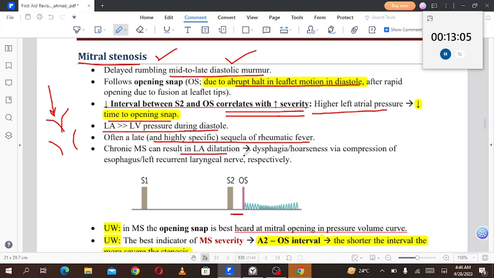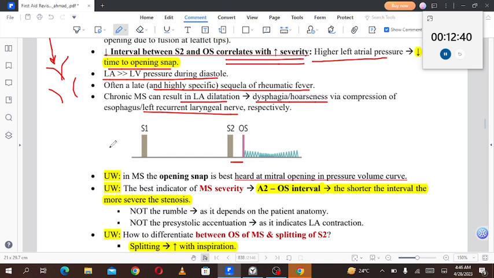Now, we remember from the anatomy part of these CVS sessions that the left atrium is the most posterior structure of the heart, in close or intimate relationship with the esophagus. So chronic mitral stenosis can result in left atrial dilation that will cause dysphagia and hoarseness via compression of the esophagus or the left recurrent laryngeal nerve. If the left recurrent laryngeal nerve is irritated, we'll find hoarseness, and if the esophagus is compressed, we'll find dysphagia, respectively.